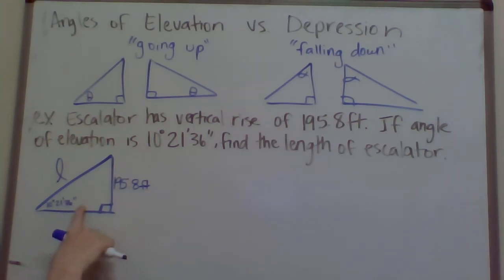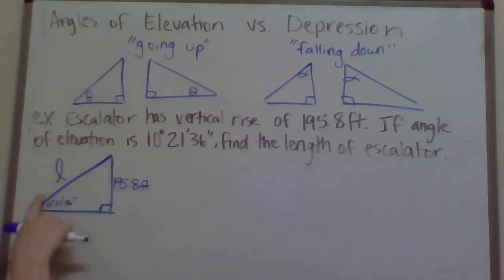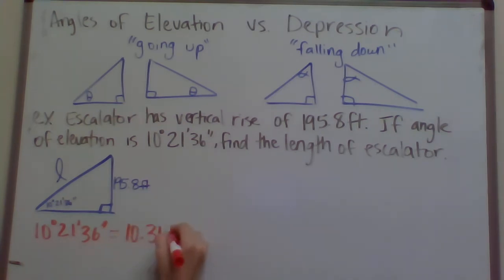The first thing I would do before I even list that information, though, is convert this strictly to degrees. So again, in your calculator, if you type in 10 degrees, 21 minutes and 36 seconds and you hit enter, you should end up with this is equal to 10.36 degrees. So that's what we're going to refer to this angle as now, 10.36 degrees.